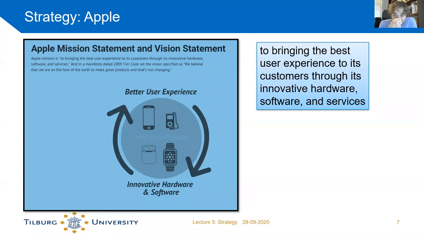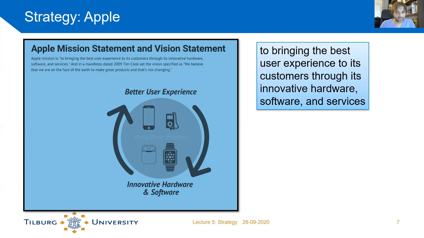If you look at what Apple does, you can see that they're quite consistent in what they want to achieve. Many of you say they want to develop user-friendly technology, so they're in technology and software, and they want to have a large customer base and be the best in product design and innovation. That's basically what Apple does. It's to bring the best user experience to its customers with its innovative hardware, software, and services. I think that's a very good way for Apple to go.